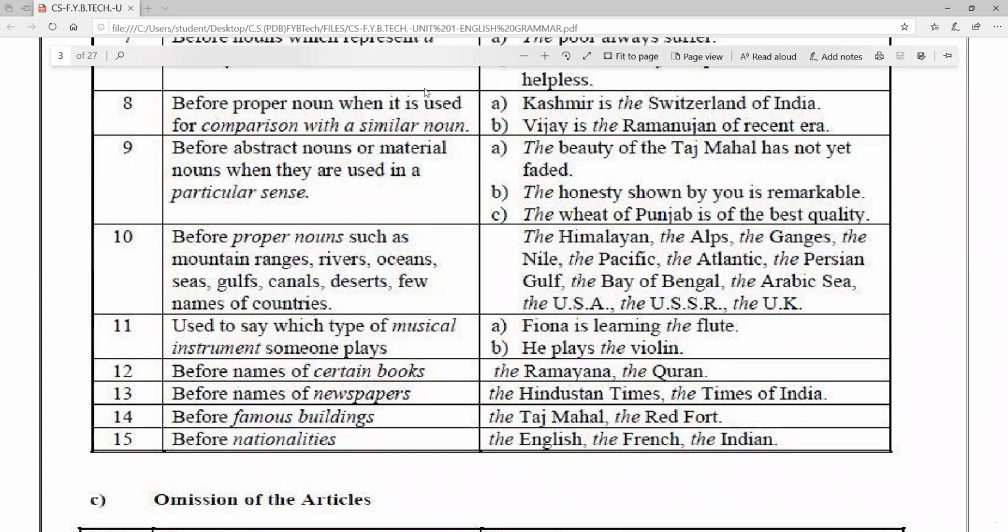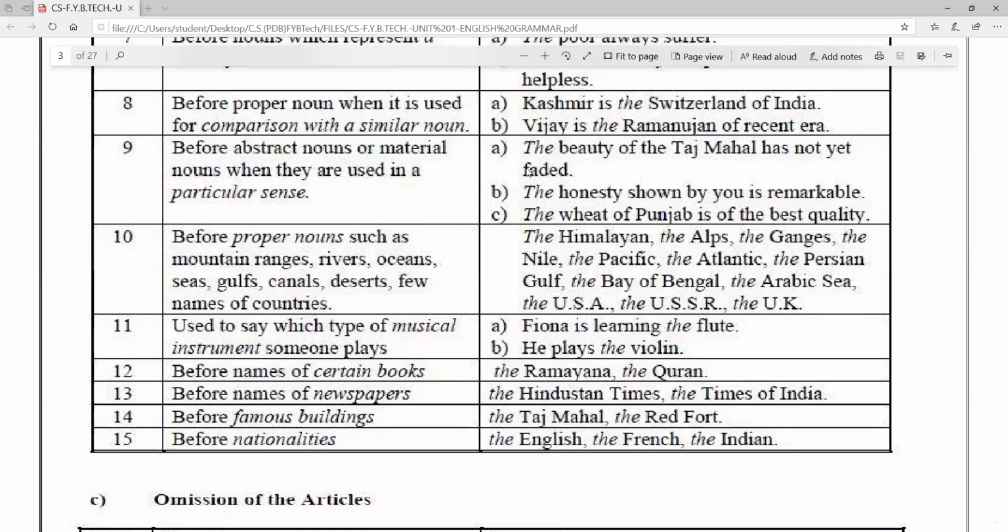For example, the beauty of the Taj Mahal has not yet faded. तर ताजमहलचे जे सौंदर्य आहे ते अजूनपर्यंत अबाधित आहे. त्याच्यामध्ये काहीही कमीपणा आलेला नाही. Has not yet faded म्हणजे तो काही कमी झालेला नाही. The beauty of the Taj Mahal, here beauty is the abstract noun. Beauty is called an abstract noun, and before that we use the article the.